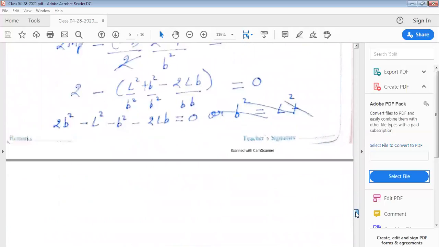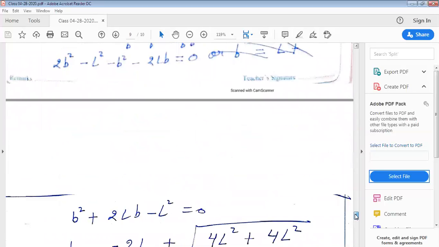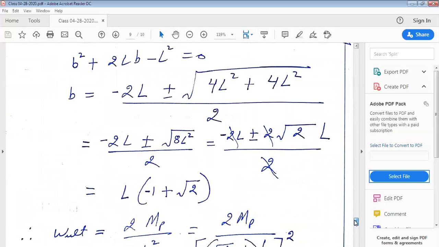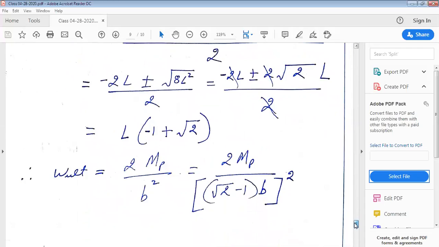From equation 2 and equation 1, if we use these two equations simultaneously, we can find out the value of B. We'll get a quadratic equation in B as B square plus 2LB minus L square equal to 0. And if we solve it, we get the value of B as B equal to L (minus 1 plus under root 2). And that gives us the ultimate load as 2 MP by B square, equal to 2 MP divided by (under root 2 minus 1 into L) whole square.